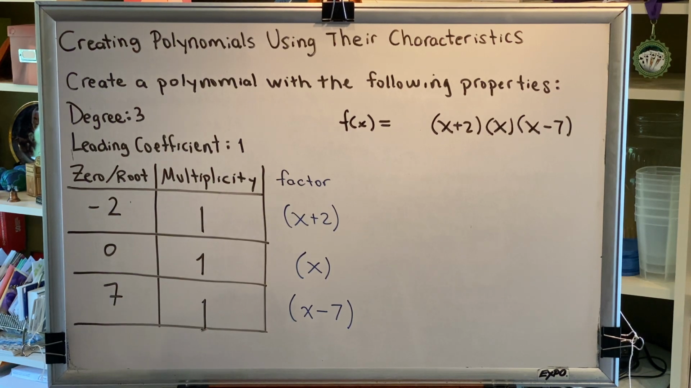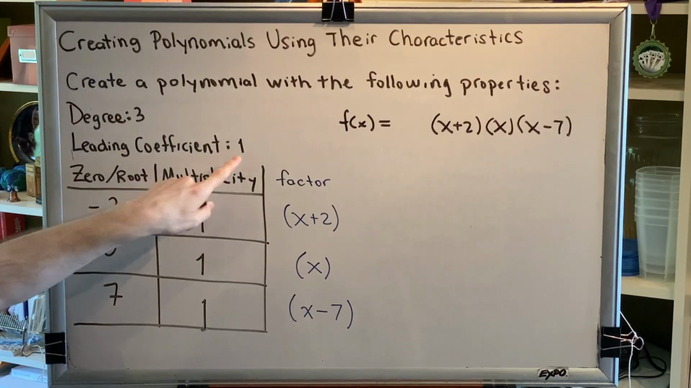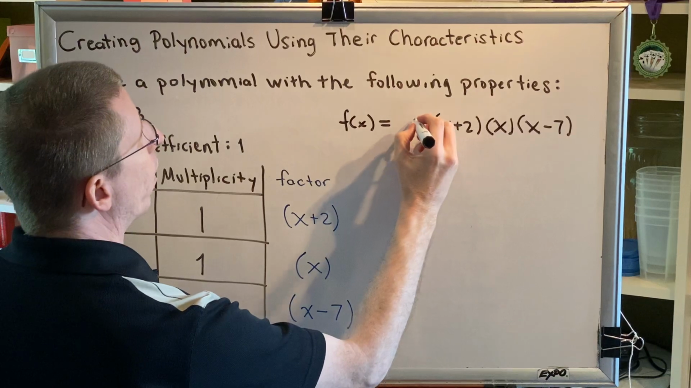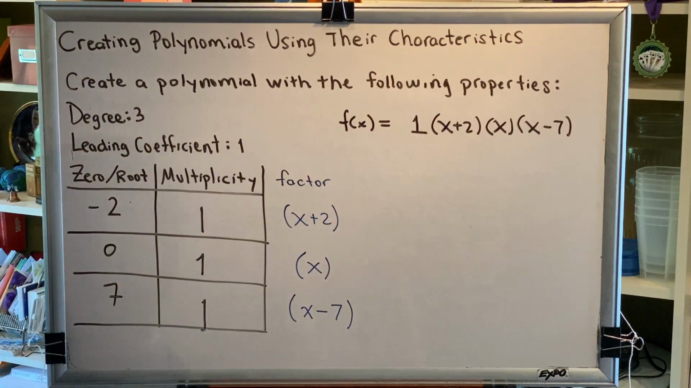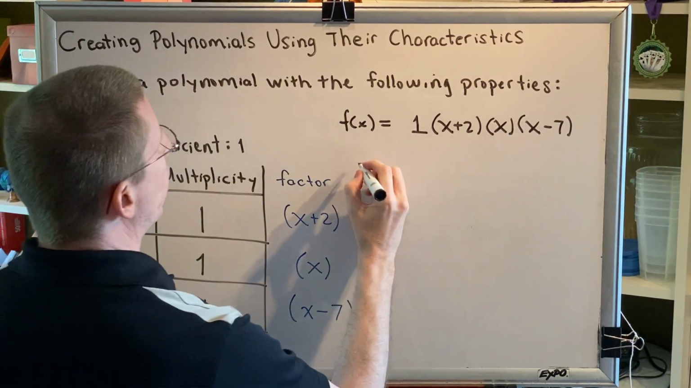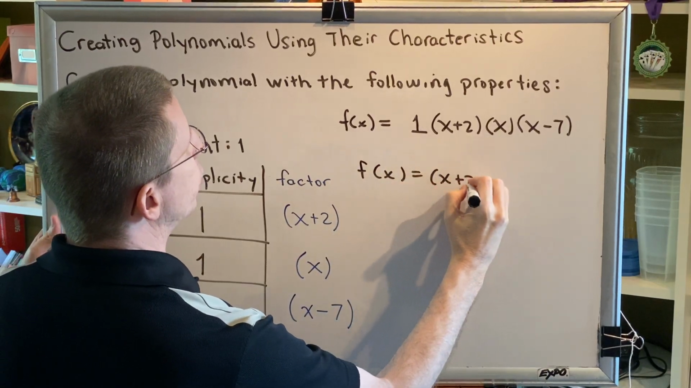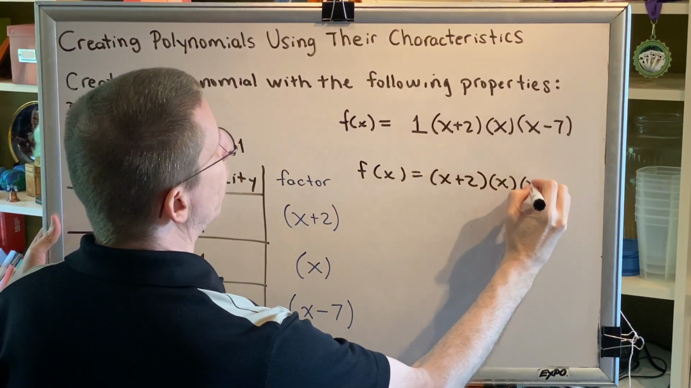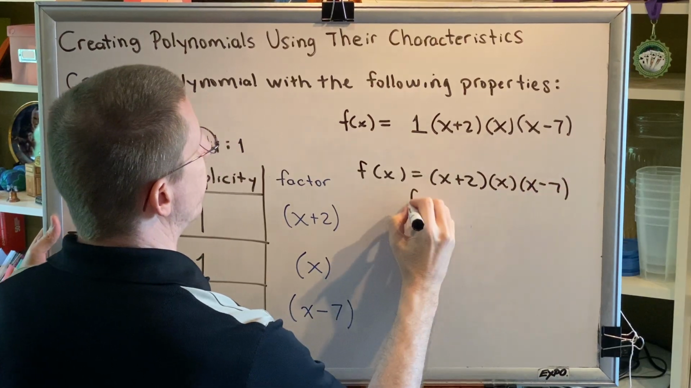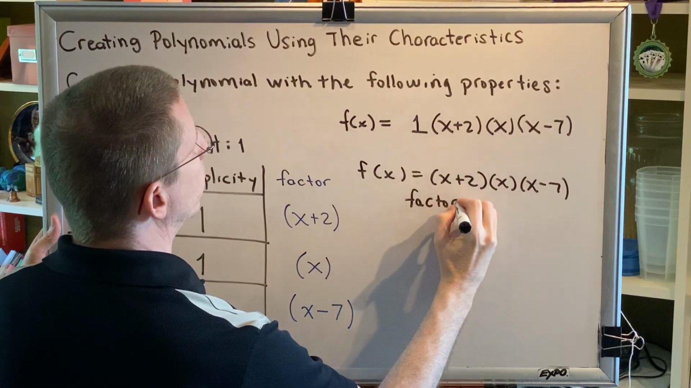Now the only thing left to do is to put the leading coefficient in our problem. The leading coefficient goes before the first factor. In this particular instance, it happens to be 1. Okay, now we simplify. Anything times 1 is itself, so we get f of x equals x plus 2, x, x minus 7. This is our answer in factored form.